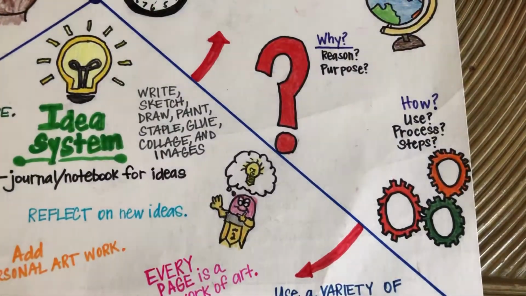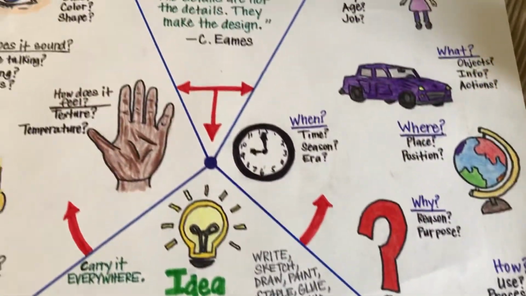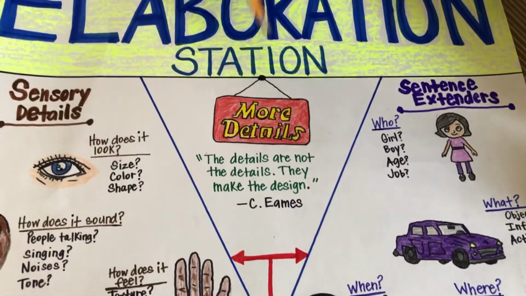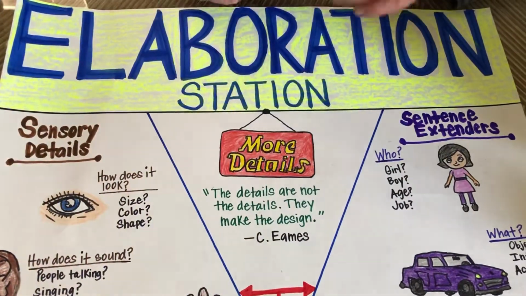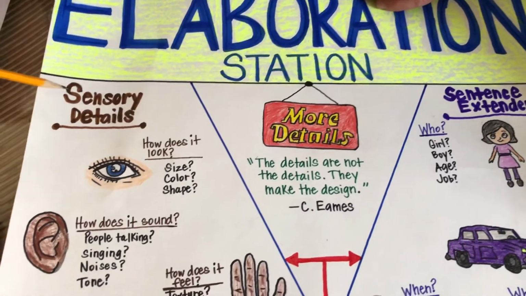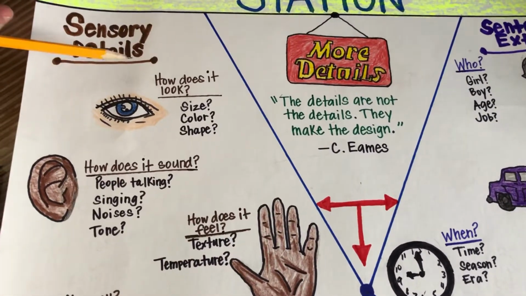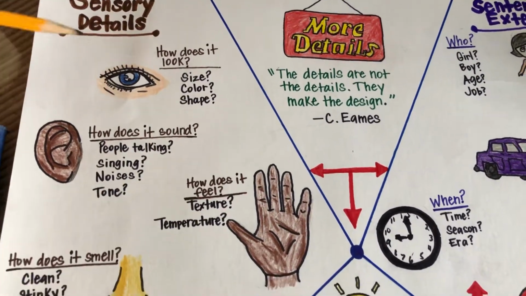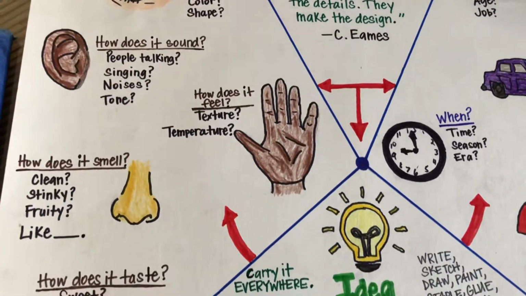So to help you help your students at home with elaboration, we've created a Schoolhouse 7 elaboration station with 3 ideas for you to work with your students at home. The first one are sensory details, focusing on asking questions like how does it look, how does it sound, how does it feel, how does it smell, how does it taste.